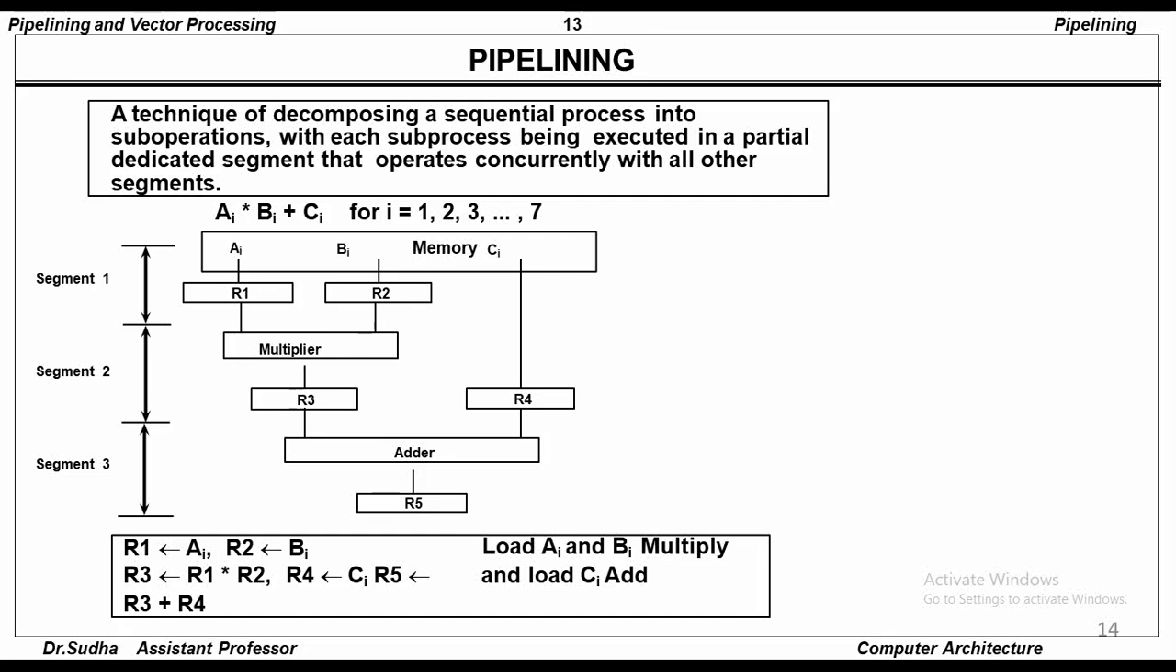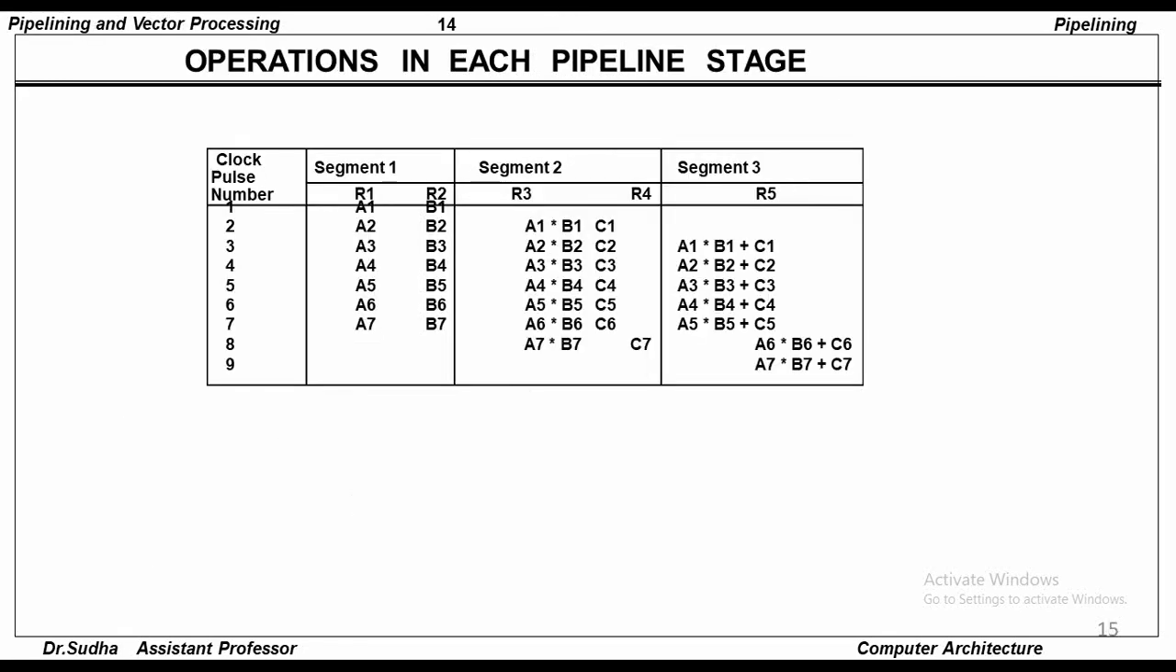Each sub-operation is performed in a segment within the pipeline. Each segment has 2 or more registers and a combinational circuit. In these operations, each pipeline stage receives clock pulses from 1 to n. We are using 3 segments with R1, R2, R3, R4 and R5. R1 and R2 are stored in the first segment, R3 in the second segment, R3 and R4 are stored in the third segment, R5.